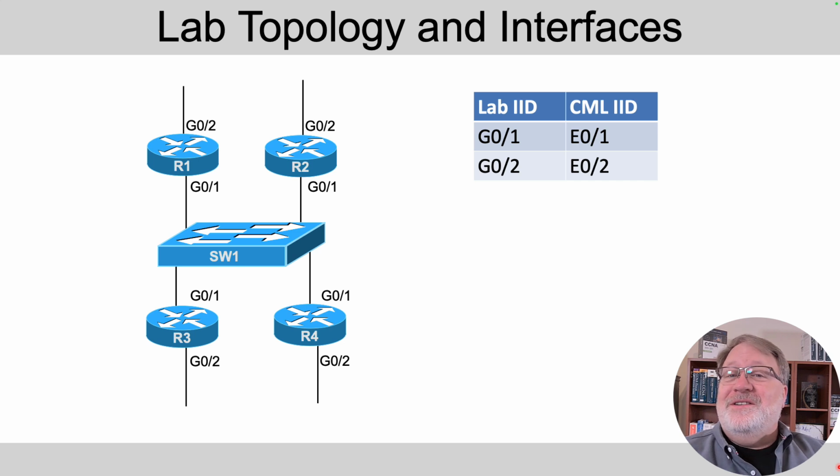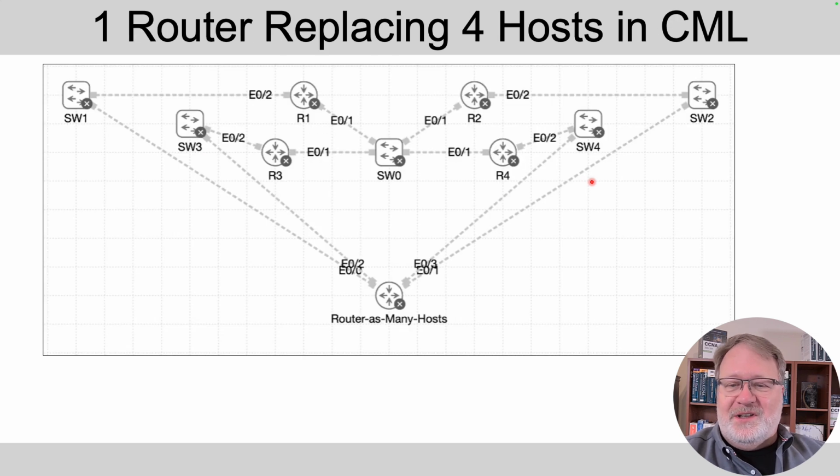So as a reminder, in CML, it's different interface IDs than Packet Tracer's. So instead of these gigabit interfaces that you see over here, we'll have Ethernet interfaces, but the numbers are the same. G0/1 is E0/1, G0/2 is E0/2, and I'll show it to you graphically there for just a moment. All right, so that's one thing you have to keep aware of.